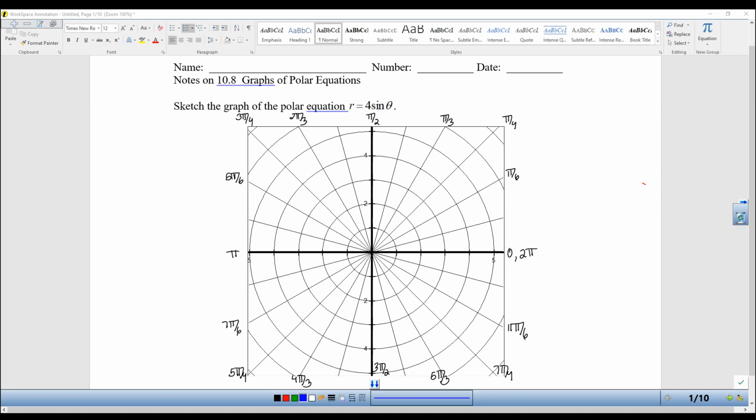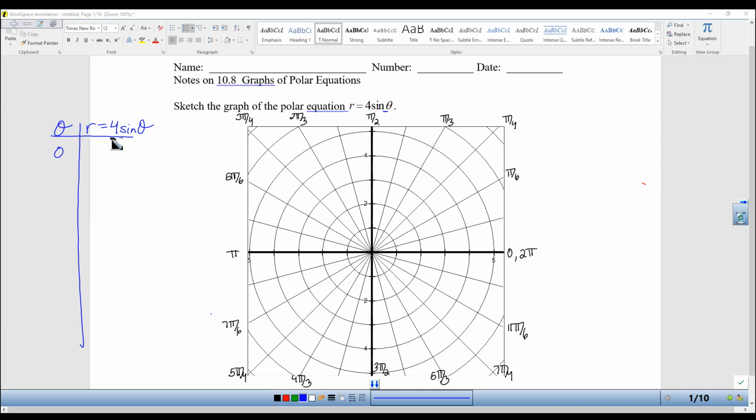But we're going to start out the same way you would when you were graphing anything. We're going to make a table. So we're going to start with theta, and then r is going to be 4 sine theta. Now, the one thing that's different is that it does help a lot if you go in order and then connect the dots. So I'm going to start with the ones that I know.